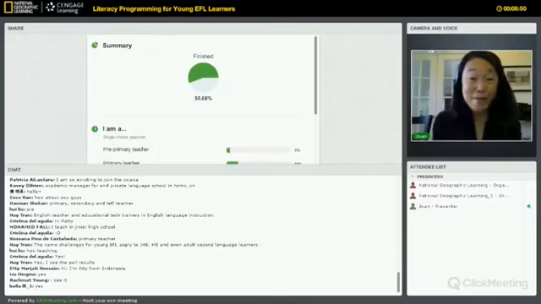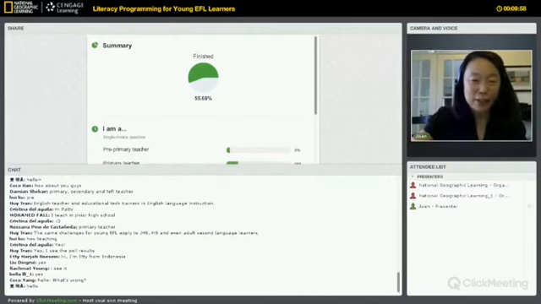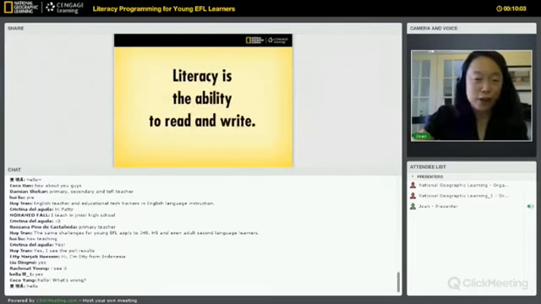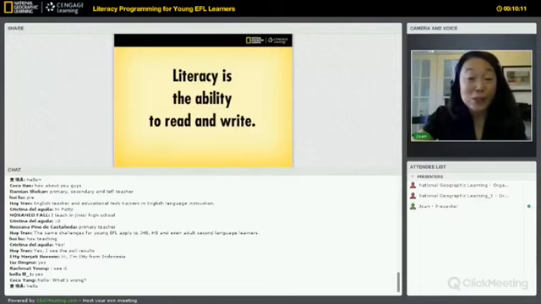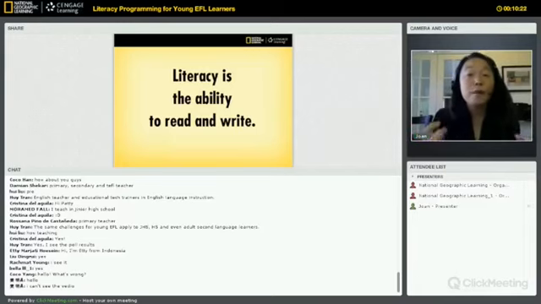And like I said, I hope that no matter who you're teaching, you will find this information about literacy instruction for young EFL learners interesting and useful. So let's first start at the very beginning. Of course, we all know that literacy means the ability to read and write. And reading and writing is a very dynamic process of communication that requires certain skills and strategies for making meaning through interpretation and creation of printed text.